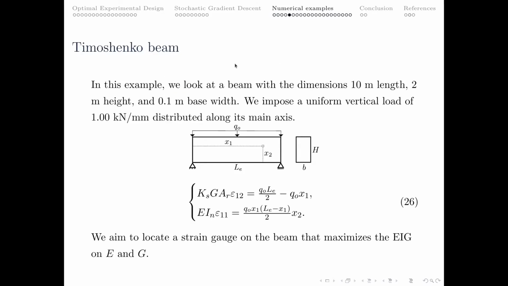So our second example is the positioning of a device named a strain gauge that measures strains on a beam that we use to infer the material properties, namely the shear modulus and the Young modulus of this beam.